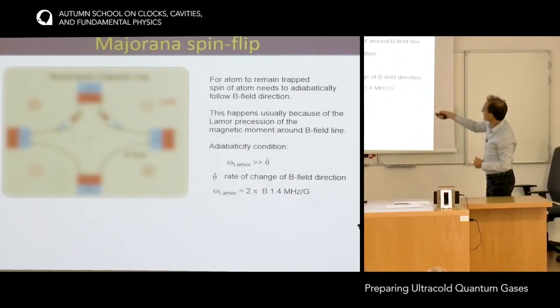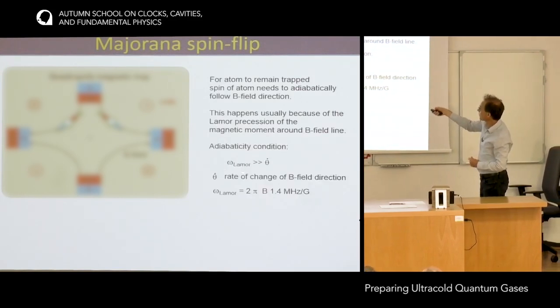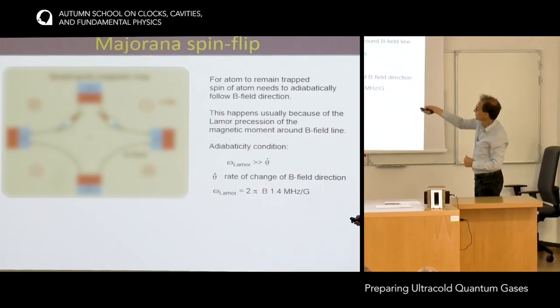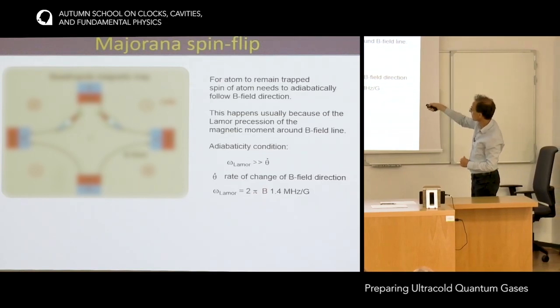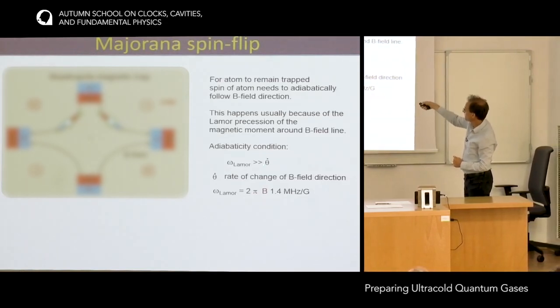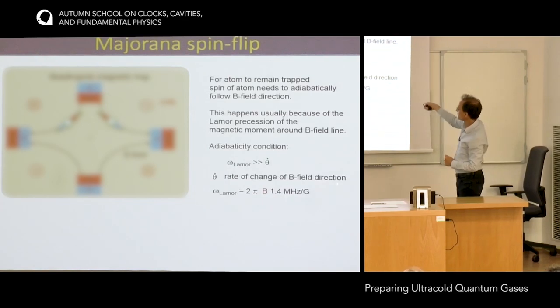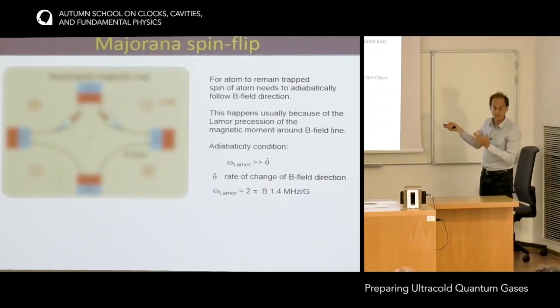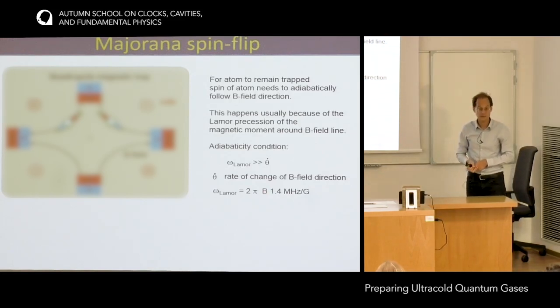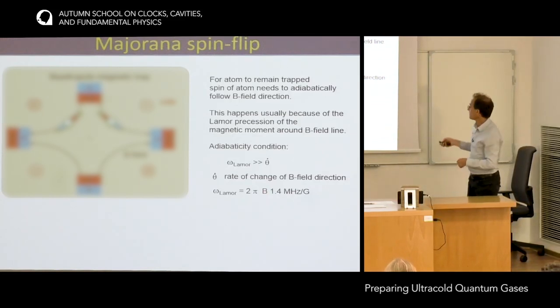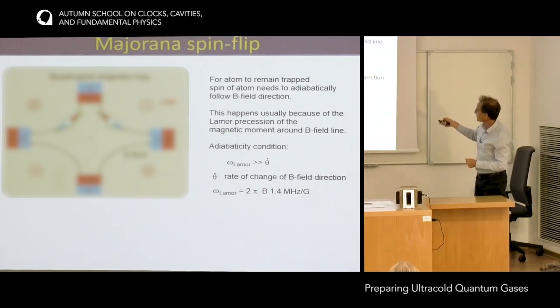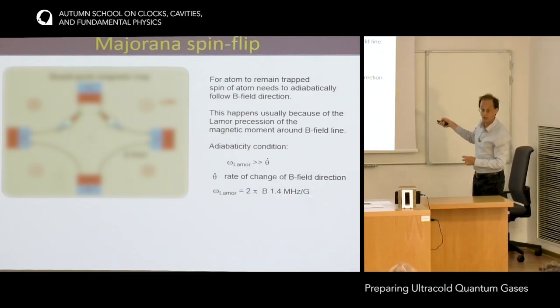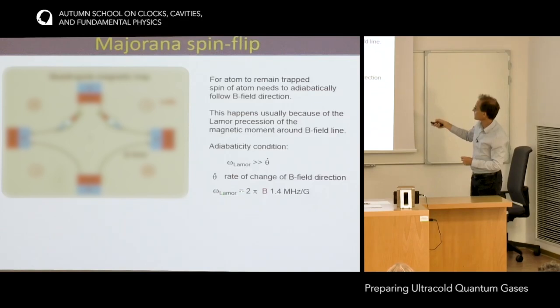Okay, so there's this condition to be fulfilled. The Larmor frequency, the rotation of the spin around the field line, must be much faster than the rate of change of the B field direction. And this Larmor frequency is just the famous 1.4 megahertz per Gauss. It's per Gauss. So if your magnetic field is small, then the Larmor precession is small.